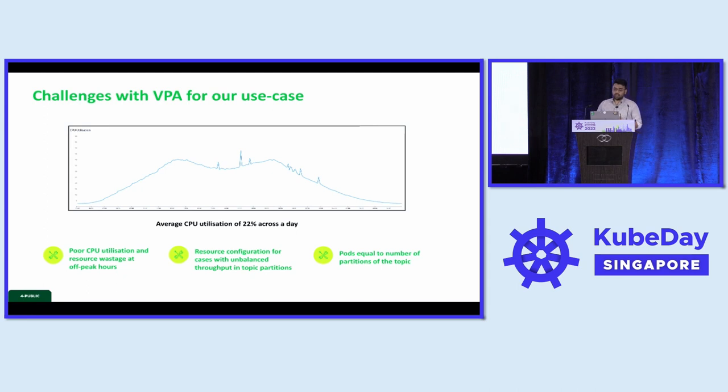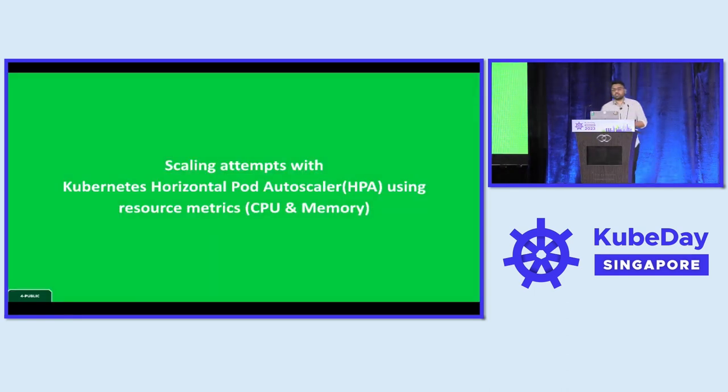Third, the deployments that we did with VPA were consistently running at the maximum number of pods at all times. This basically led to always having the same number of nodes running, be it peak or off-peak, which was definitely not very cost efficient for us. With these shortcomings in mind, I will invite my next speaker, Simran, who will talk about our next design attempt.